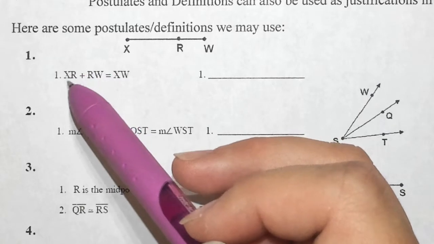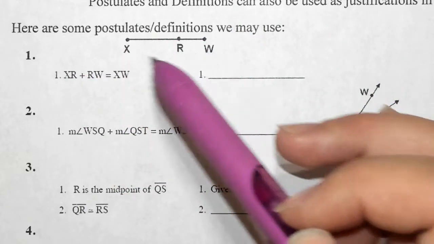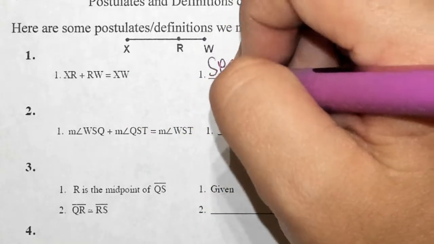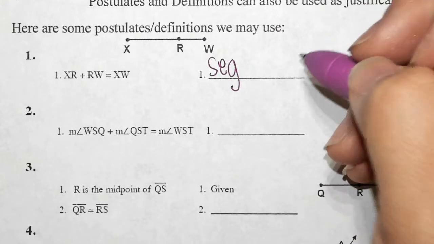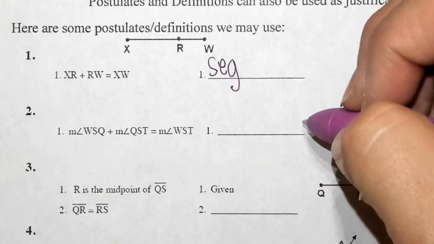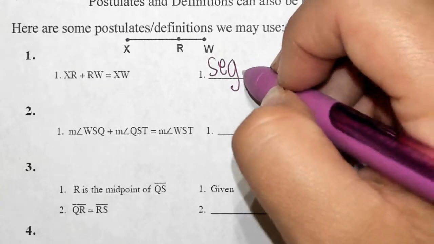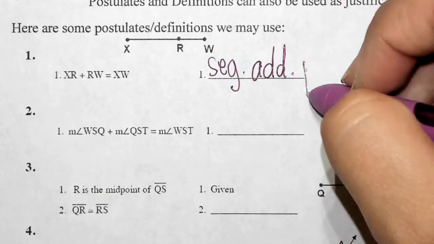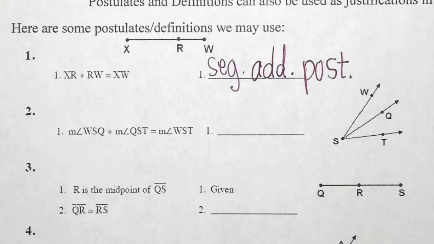See it? Segment addition. Because look, this XR plus RW is equal to XW. So this is called segment addition. If you want to shorten segment addition postulate, you cannot put SAP, because I want you to know what the words are. If you just put SAP, you'll just write SAP all the time. If you're going to shorten it, you need to put seg, add, post. I want you to know what you're writing, not just SAP.